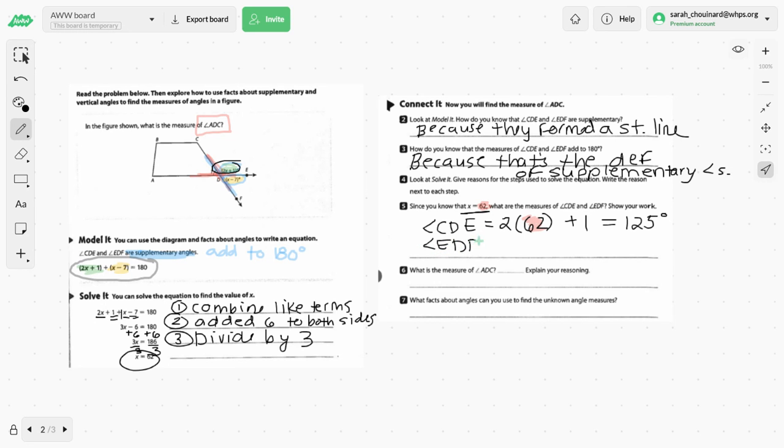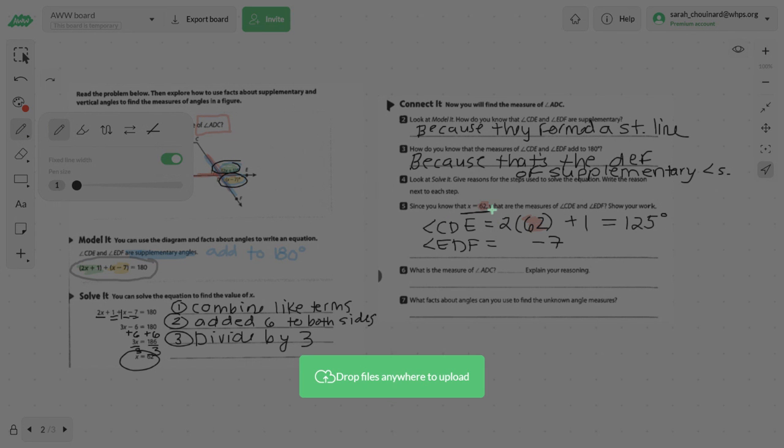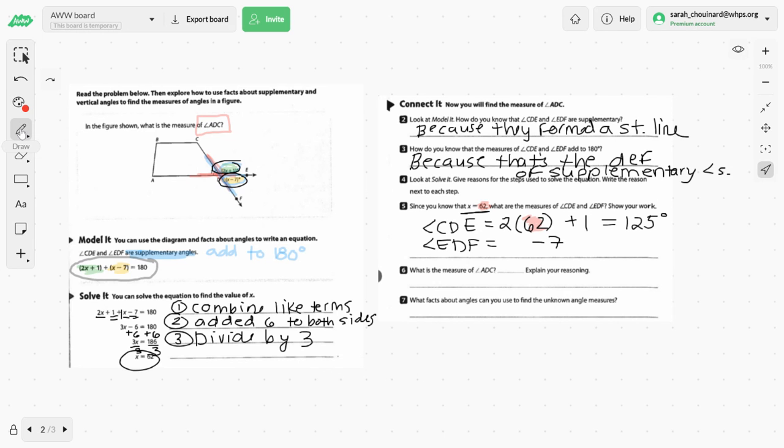And so EDF was x minus 7. So instead of x, we know x is 62. We're going to plug 62 in for x to the expression x minus 7. So 62 minus 7 is 55 degrees. And that's great because these two add up to 180 degrees. So that makes us happy because they're supplementary.